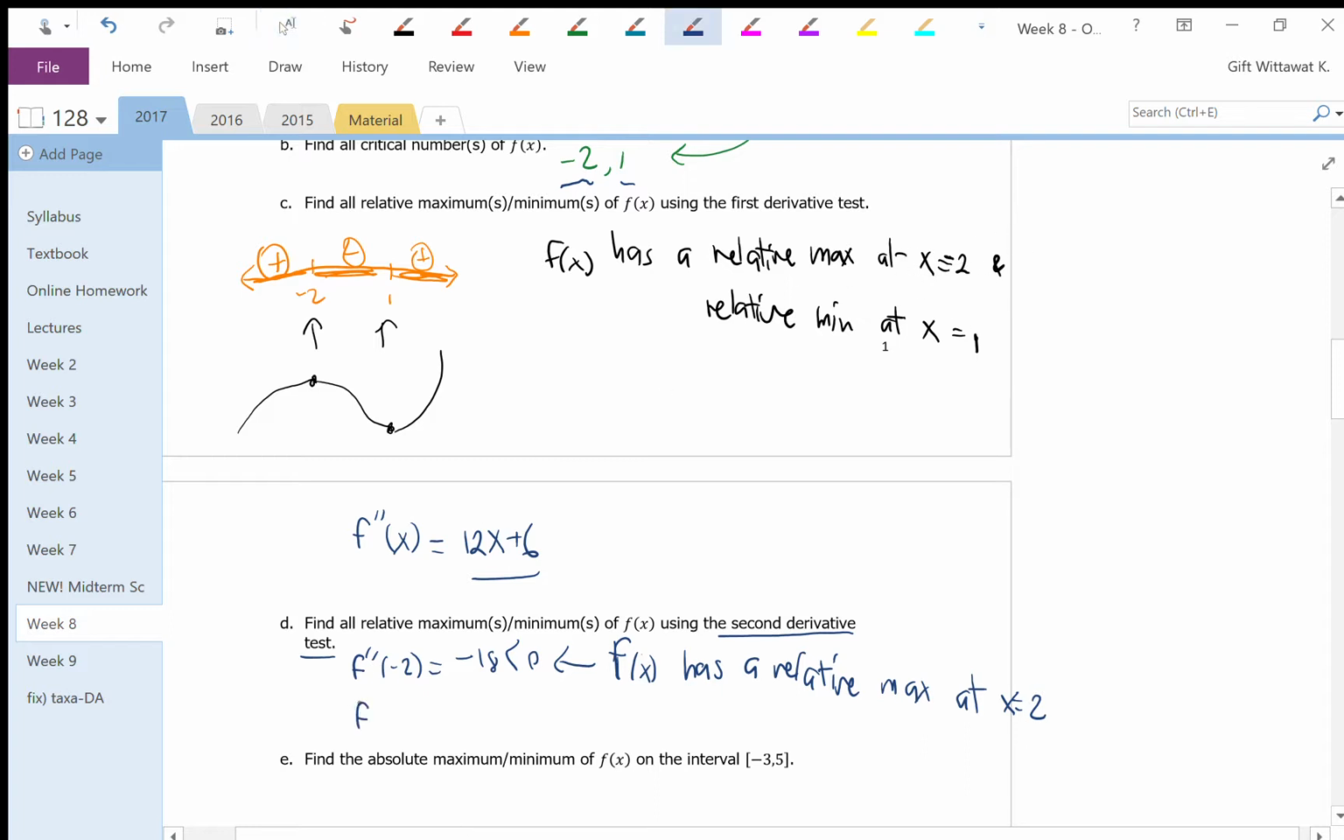Now if I try to do the same thing when x equals 1, if I plug 1 into this equation, I'm going to get 12 plus 6, so that's 18, bigger than 0. So that means my function has a relative min. So that's another way to identify whether a critical point is a relative min or a relative max. So you have two ways to find it: the first derivative and the second derivative.